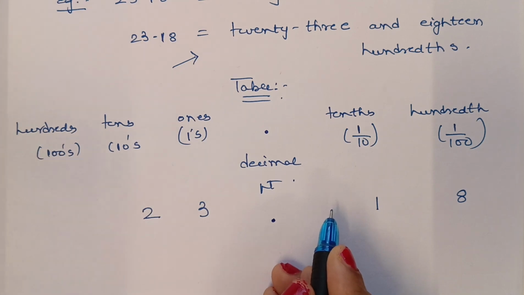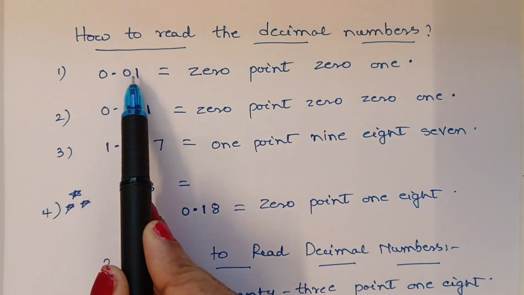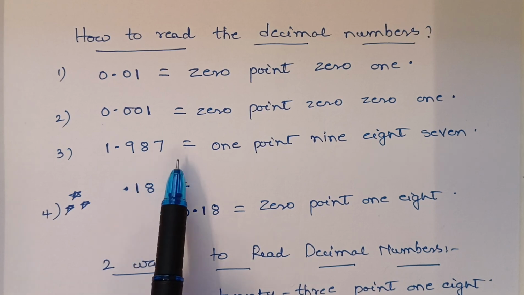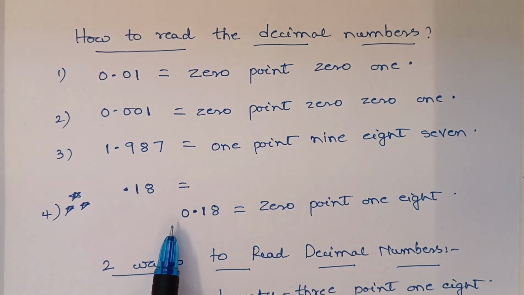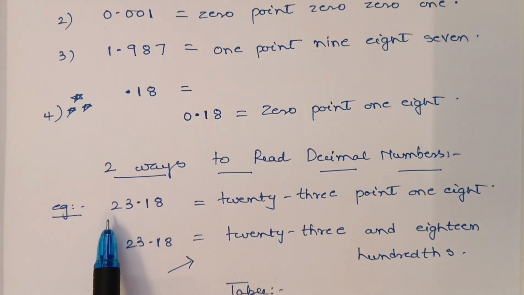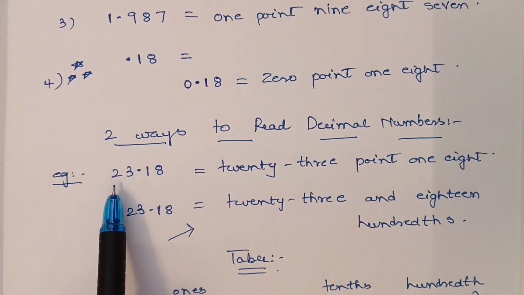But if you want, you can stick to the first method or first way of reading, like 0.01, 0.001, 1.987, and in this you have only the decimal part. So you can include 0, that is a whole number. And what are whole numbers? Whole numbers are nothing but counting numbers including 0. Okay, so 0.18. And how to read the decimal number? You should not read it as 23.18.